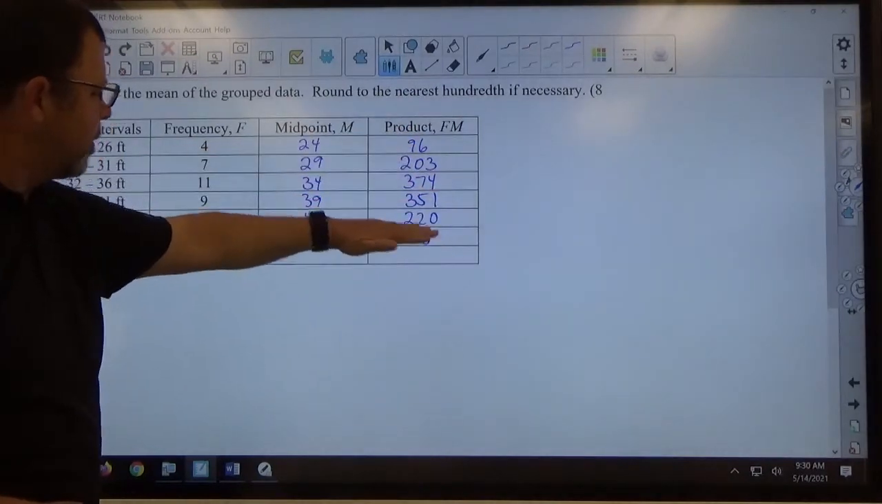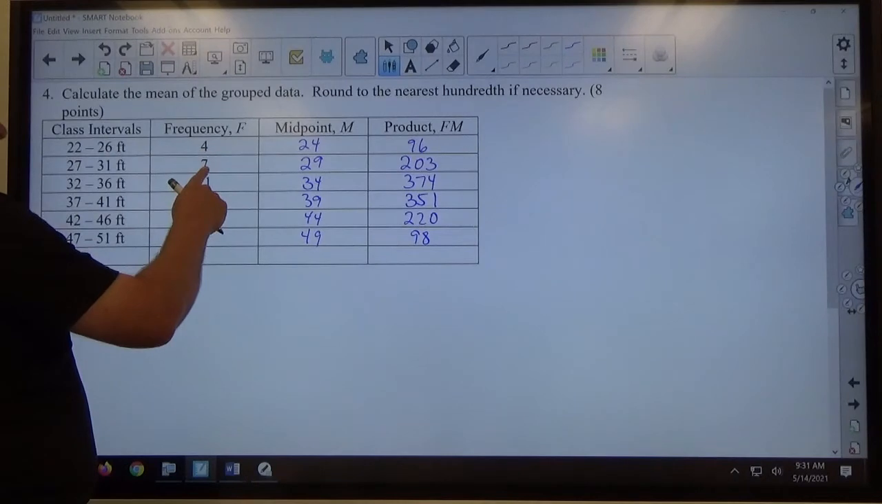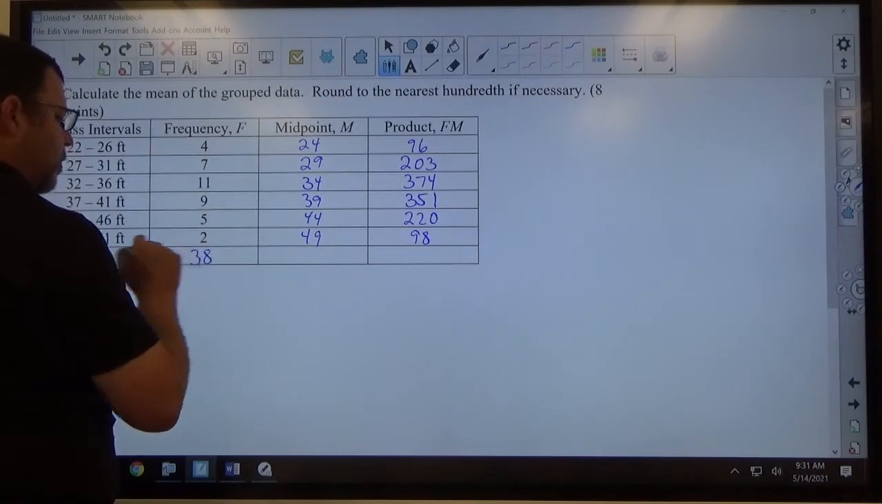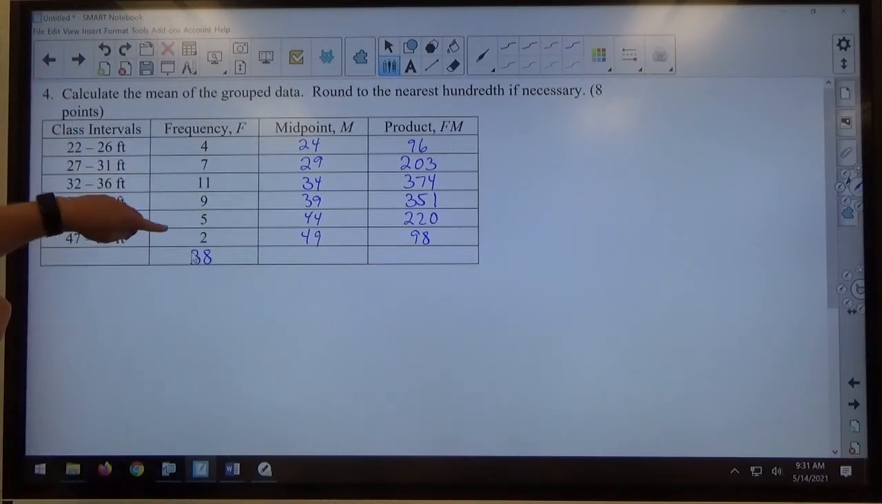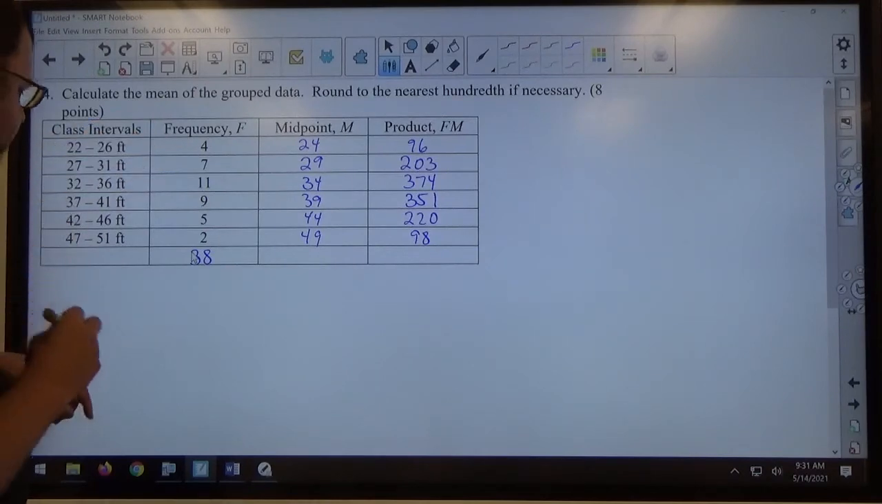I want to add this column and this column to get the 2 numbers I need. So 4 plus 7 is 11, 22, 31, 36, 38 for the total number of numbers. I'll just do that one more time real quick just to verify. 7, 16, 27, 34, 38.